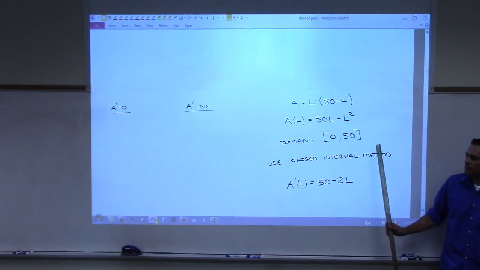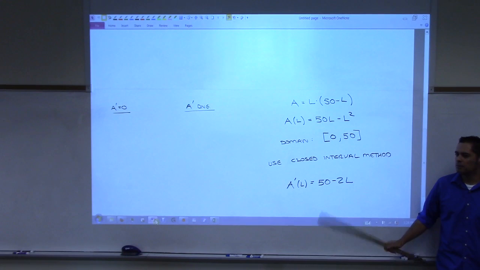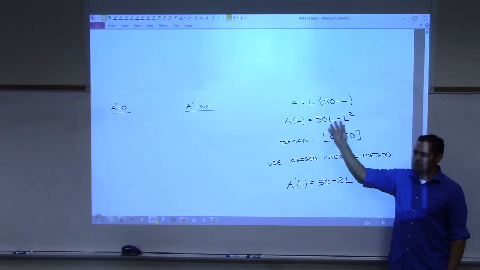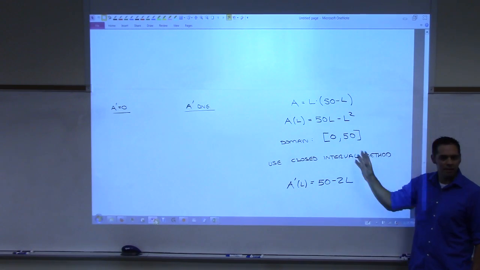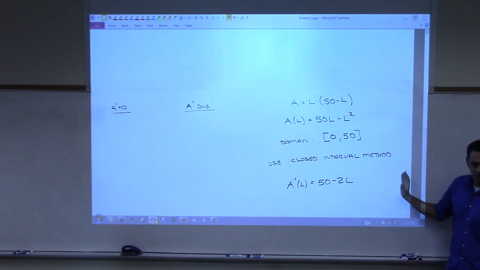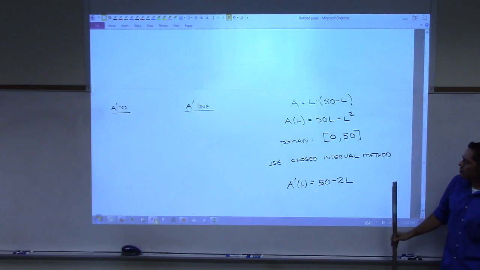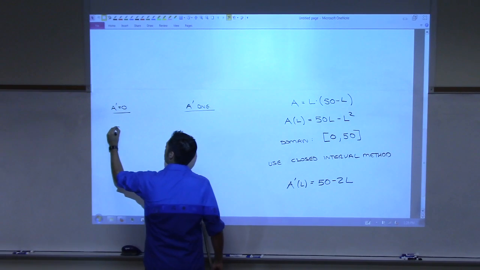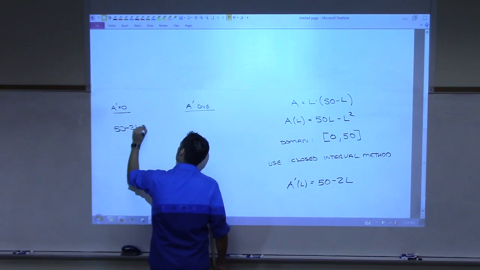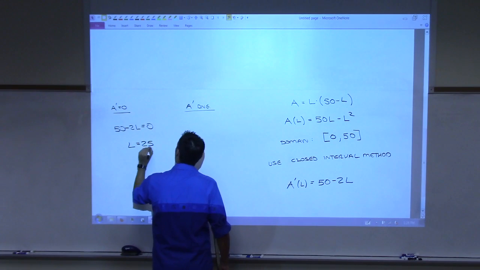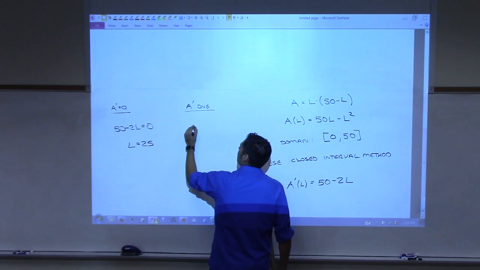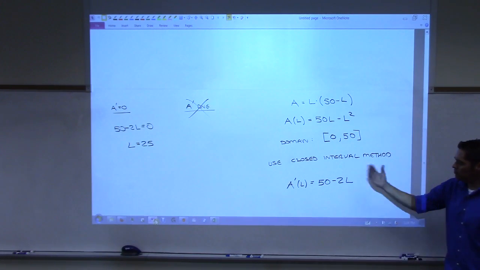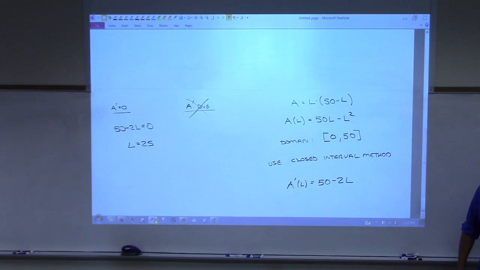Why? I mean, why didn't we even talk about it here? It's a polynomial. So are you all kind of past that already? As soon as you see a polynomial, you're not even really considering the fact that the continuity is automatic? Okay. So we've got that. Set it to 0. 50 minus 2L equals 0, L equals 25. And then what? This is not something we consider because, again, the derivative is a polynomial. It's well defined. So L is 25.